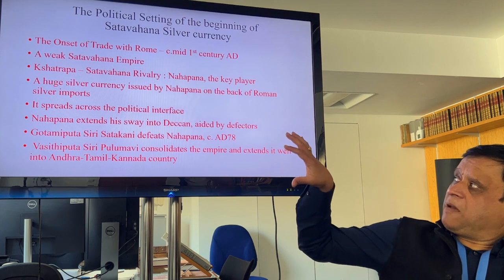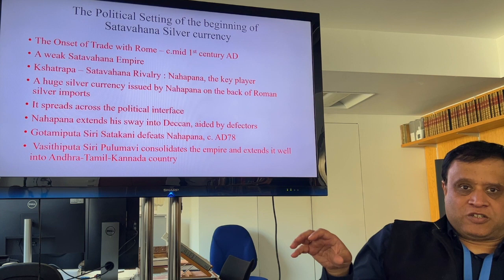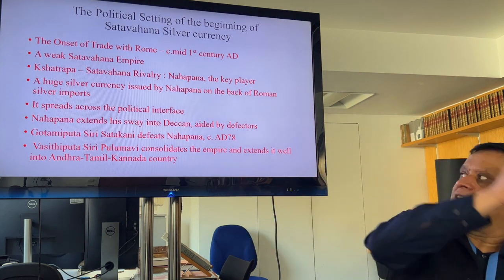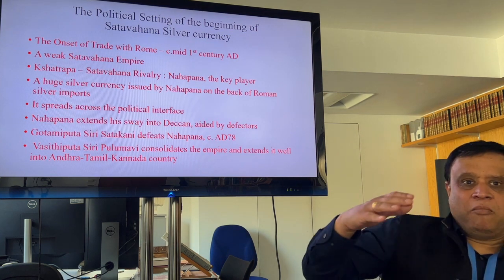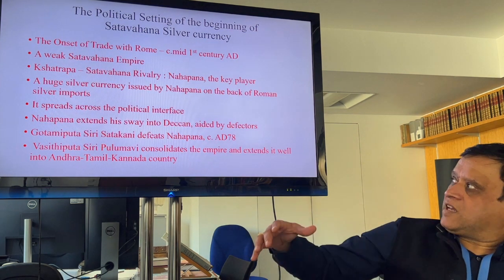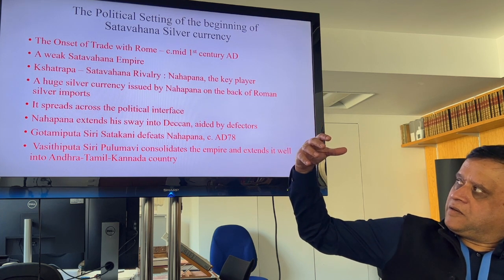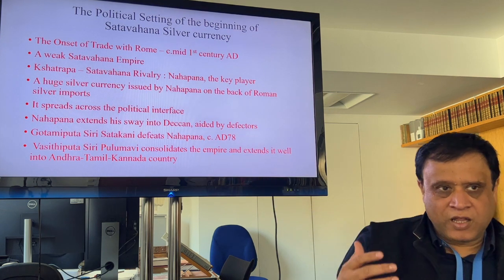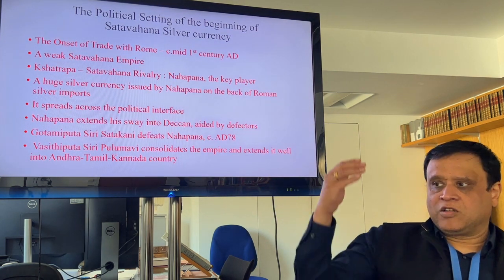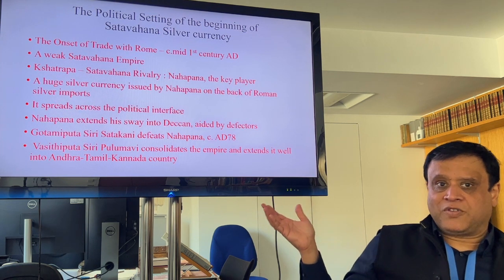And the Satavahana Empire at this time is at a particularly weak juncture. It has already had a flourish for about 150 years. It has sort of become fragmented and weak. And the entry points for the trade with Rome are all the ports that are situated on the western seaboard of India, which are under the control of the Satavahanas.